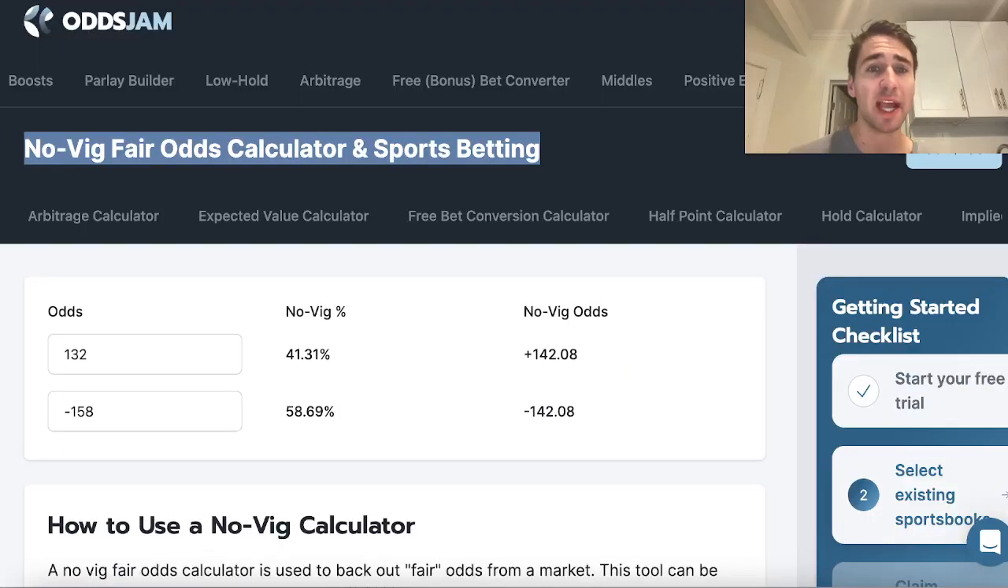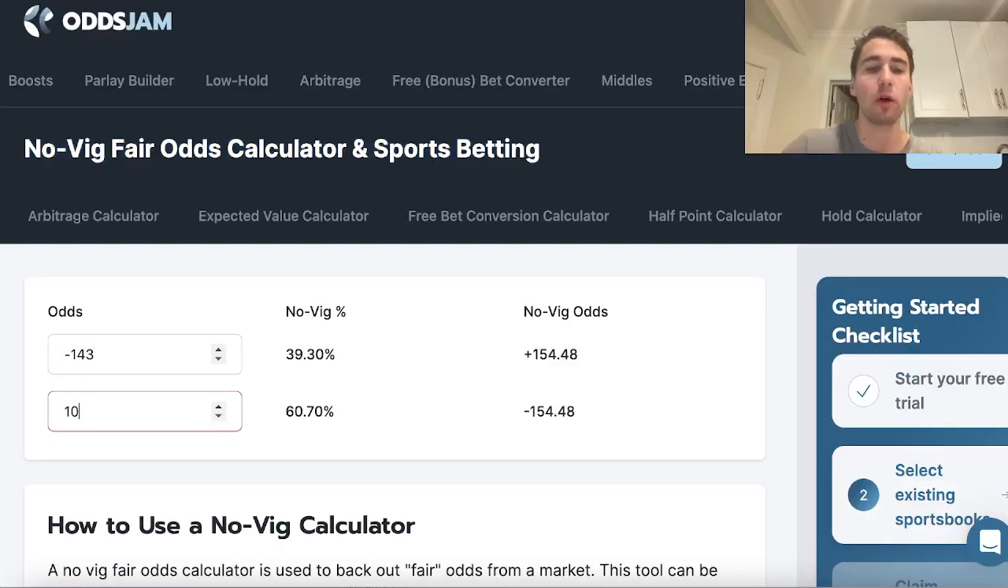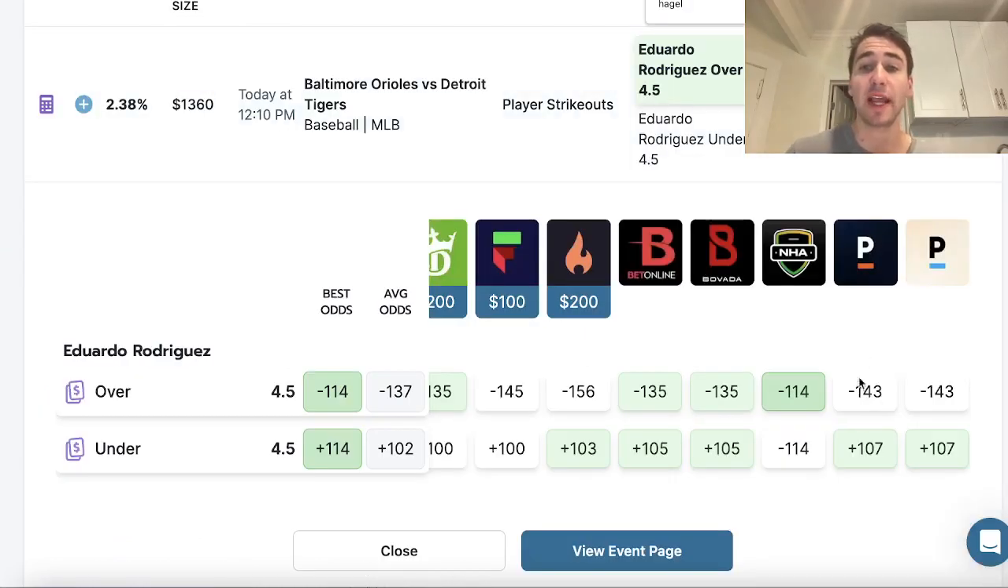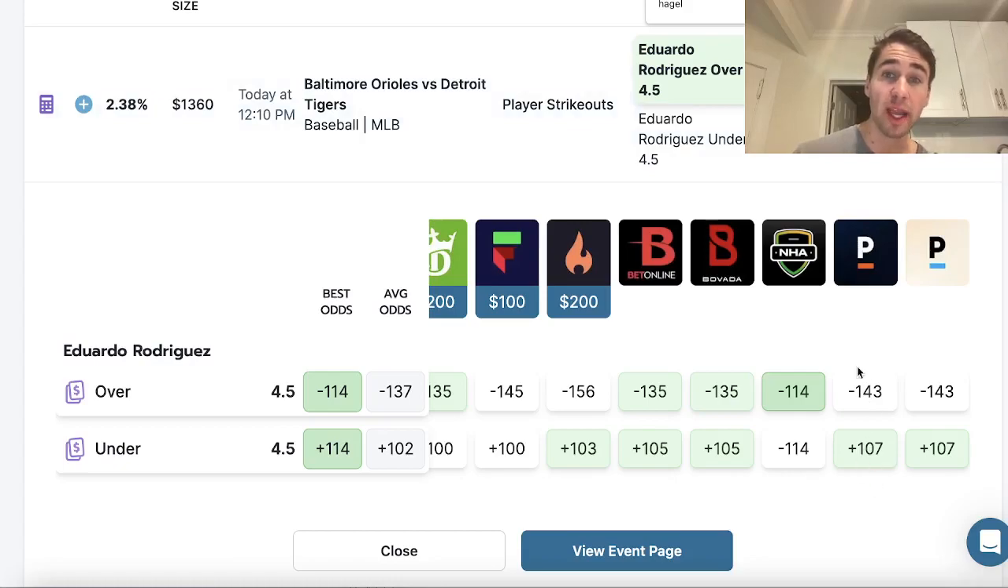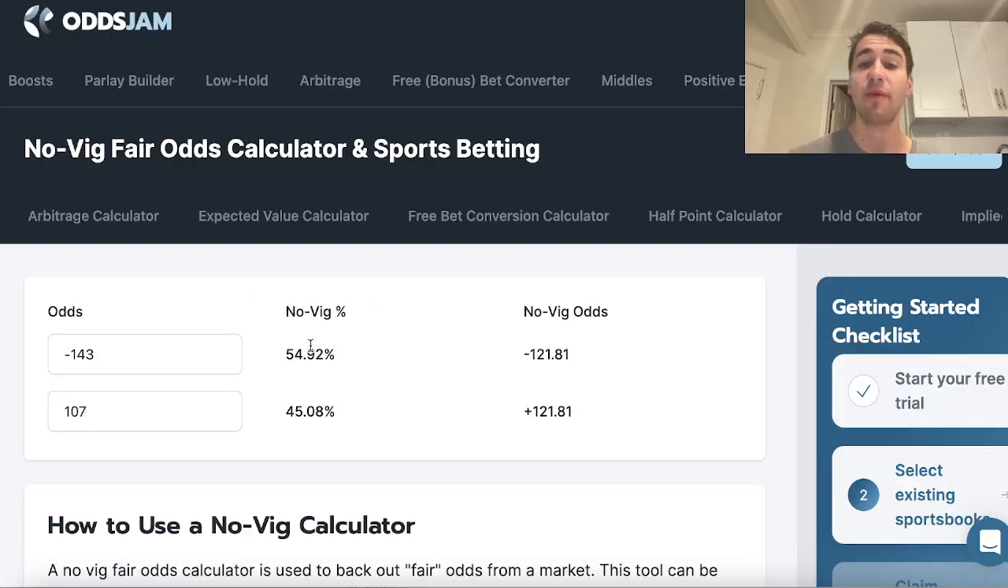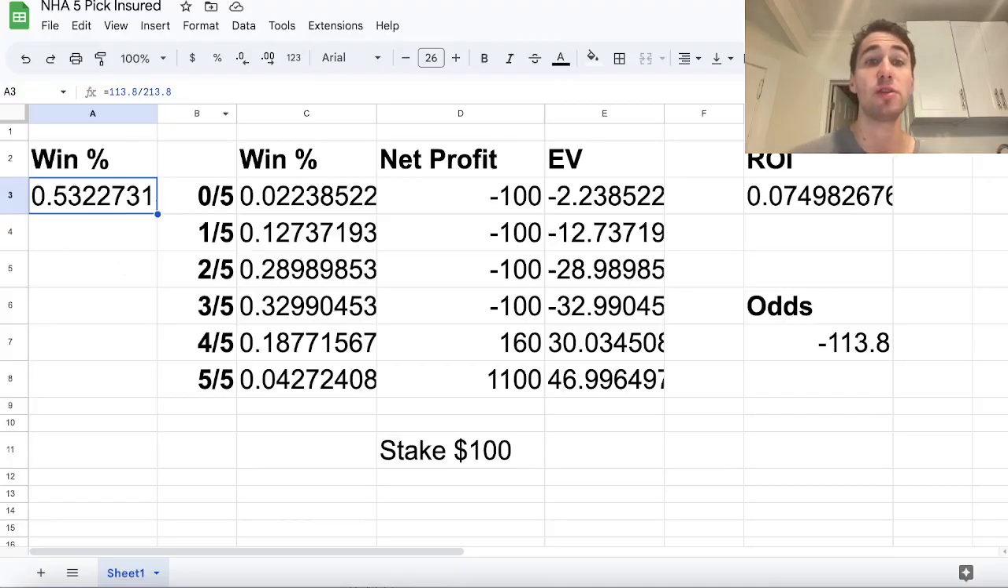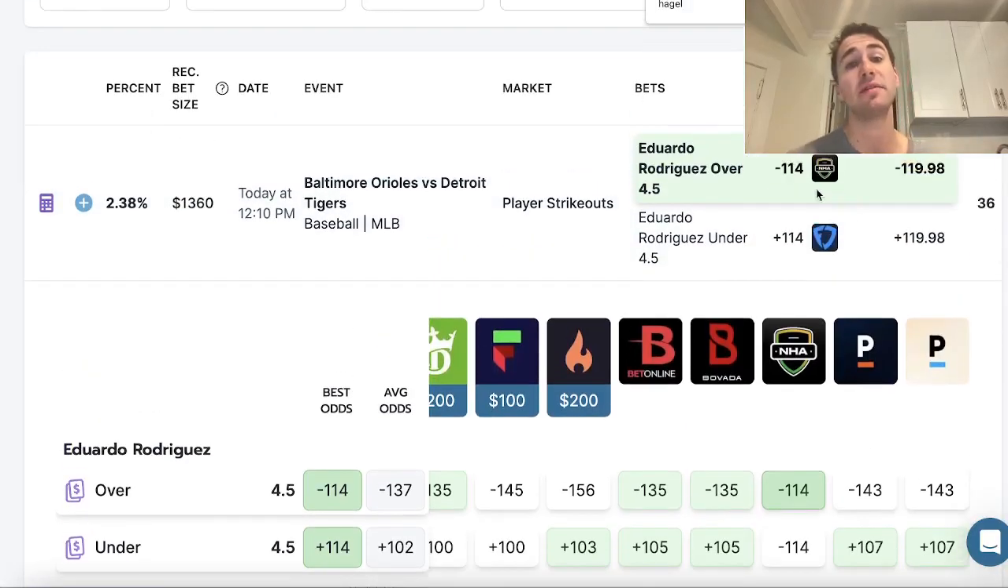So in the case of Rodriguez, Pinnacle, the sharpest bookmaker in the world, they have his over 4.5 strikeouts as the favored outcome. So that's the more likely outcome. It's minus 143 odds. They have the under at plus 107. Based on the fact that they have the over juiced all the way up to minus 143, according to Pinnacle's market, their model, the sharpest sportsbook in the world, this play is 54.92% to win, which is above 53.22, so it's going to be profitable in a no house advantage entry.